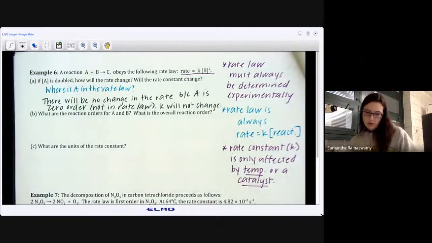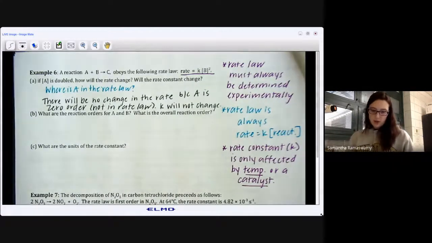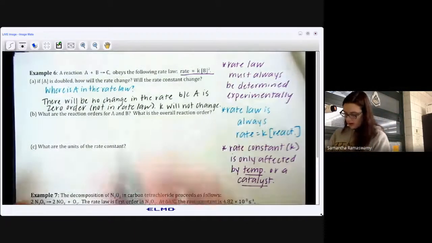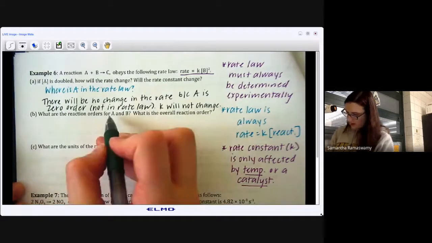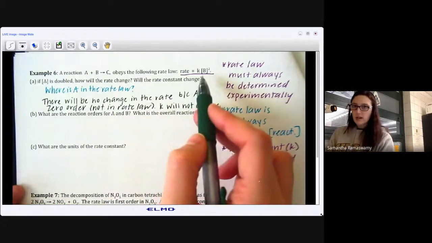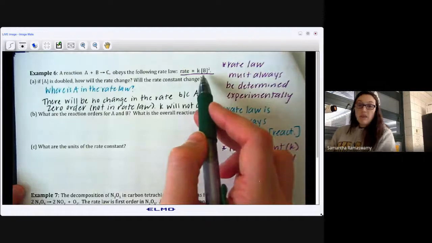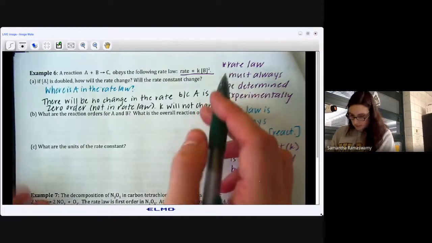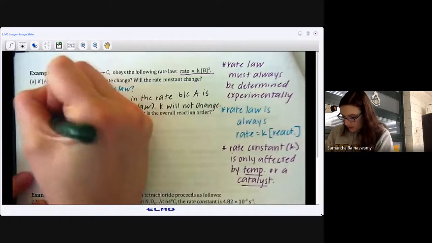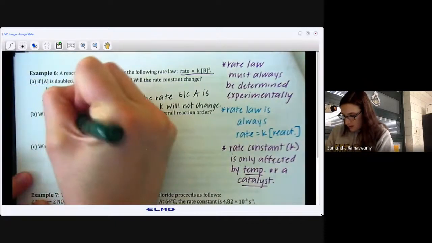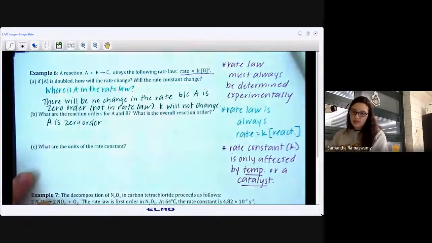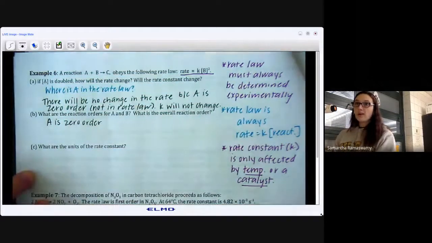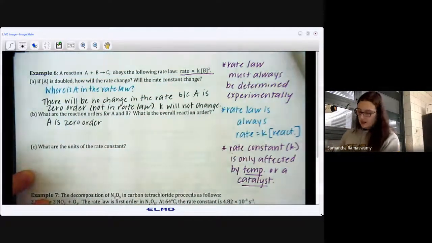So part B says, what are the reaction orders for A and B? What is the overall reaction order? So reaction orders for A and B, we're looking at individual ones. A is not in this rate law. That means it's zero order. So A is zero order. Sometimes you see it written as the reaction is zero order in A. That means the same thing.